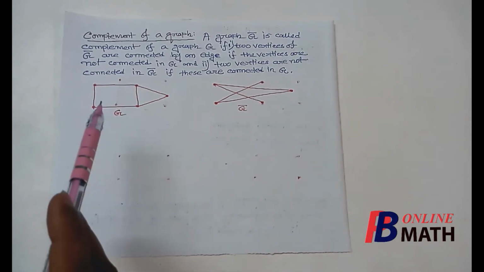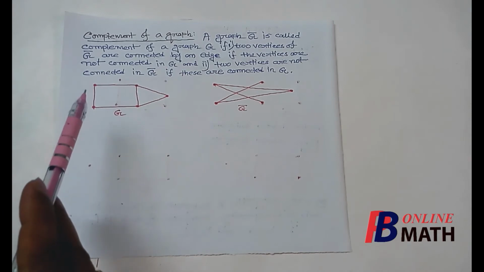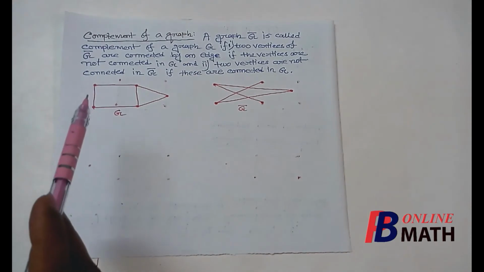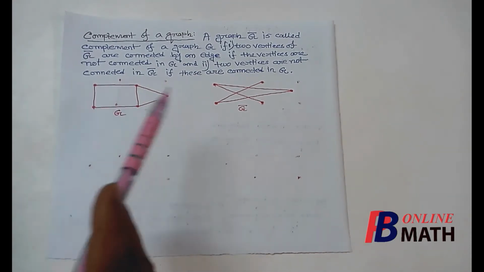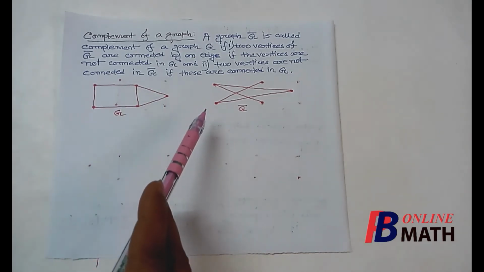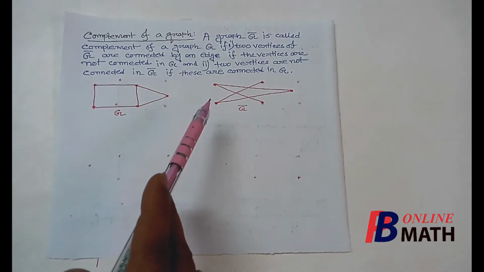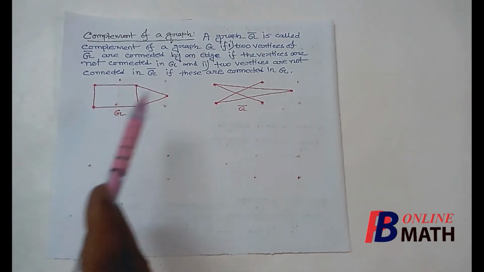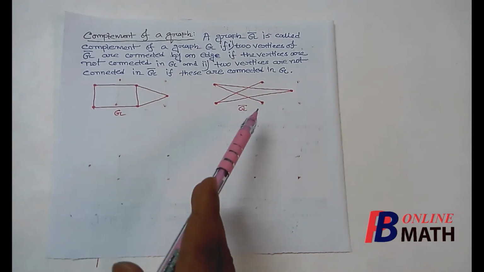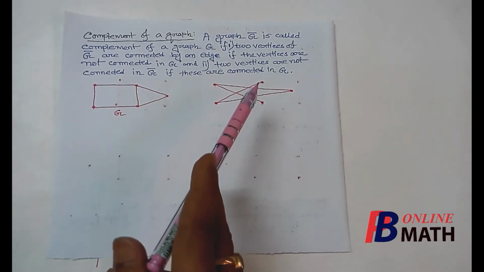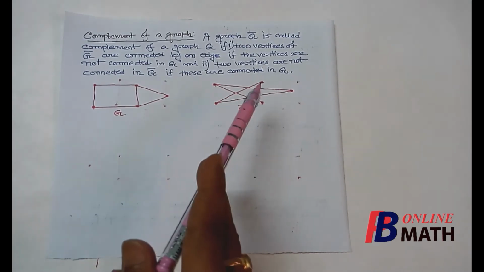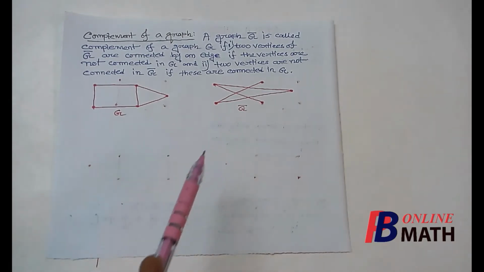Now the rule is, if any two vertices of G are connected by an edge, then in G bar these two vertices must not be connected. So in G bar these two vertices are not connected because these two are connected in G. Similarly, these two vertices are not connected, these two vertices are not connected, again these two are not connected, and finally these two vertices and these two vertices are not connected.